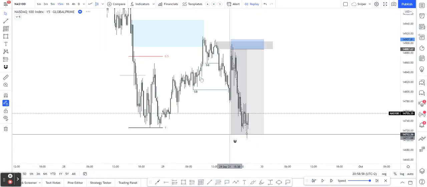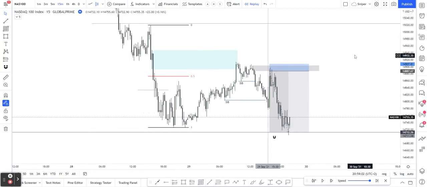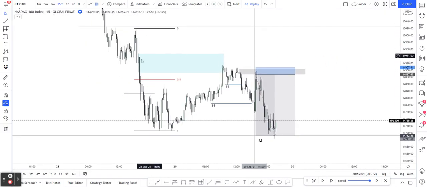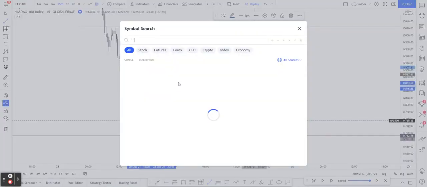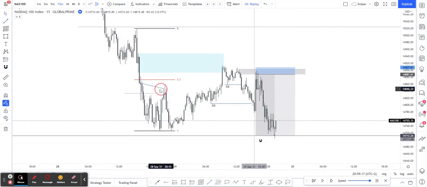So we followed all the steps, and we looked at our key ingredients, the things that we're looking for. An impulse leg, price reaching 50% above the 50%, tapping into imbalance or a block. You can see on the 15-minute we have this level. We have this level over here, imbalance and the order block above a previous high. So that's all in there as well.